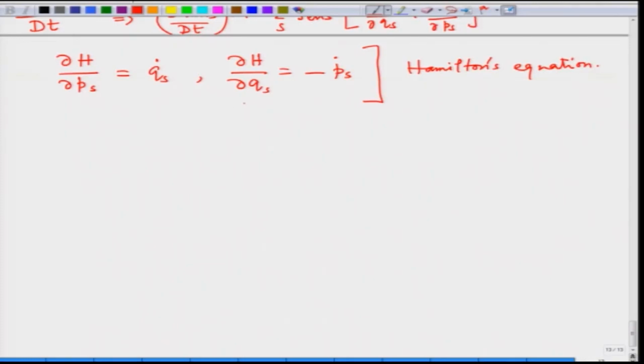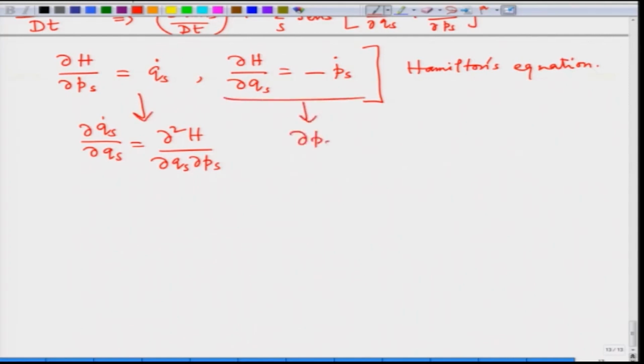Okay. So, by Hamilton's equation we have this, and so we can easily write that del q s dot by del q s is nothing but del 2 H by del q s del p s. This one gives, okay, this, and what this one gives, del p s dot by del p s is equal to minus del 2 H by del p s del q s. Okay. As you know, the Hamiltonian is a state function, and for normal state functions, the order of the partial derivatives is always interchangeable. So, at the end of the day you can say that this is minus of this.